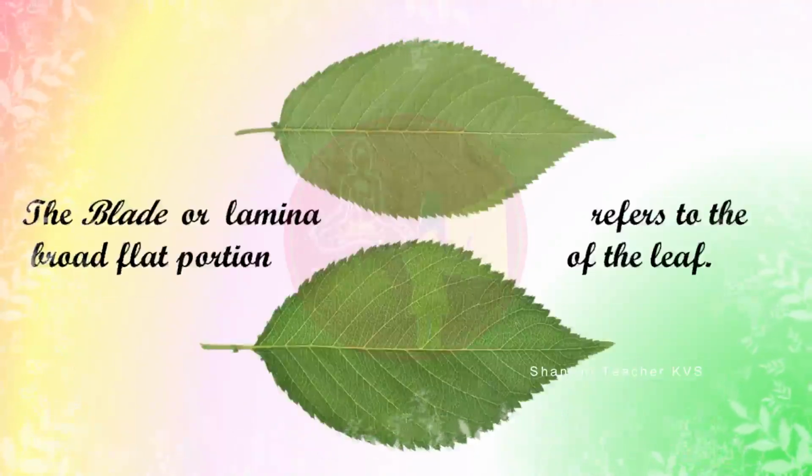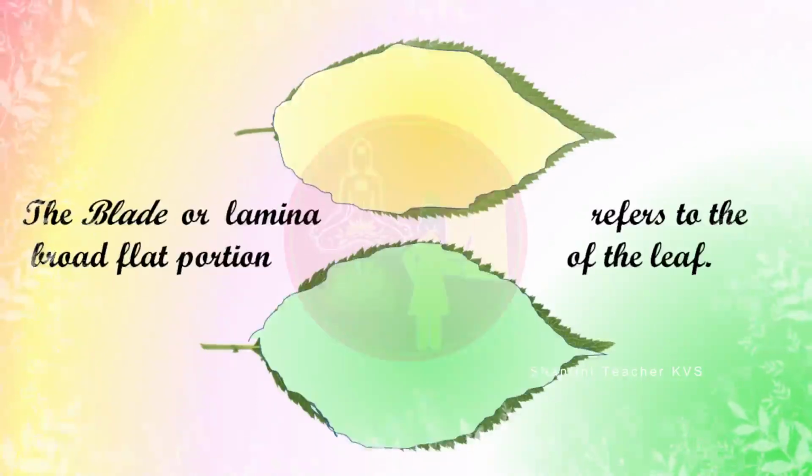Observe the different patterns of veins. Do you know what is a blade or lamina of the leaf? The blade or lamina refers to the broad, flat portion of the leaf.